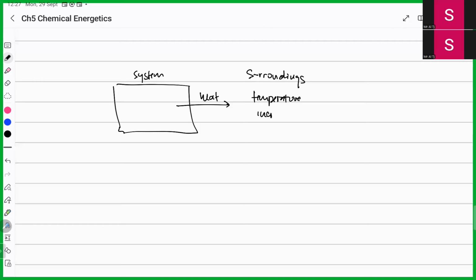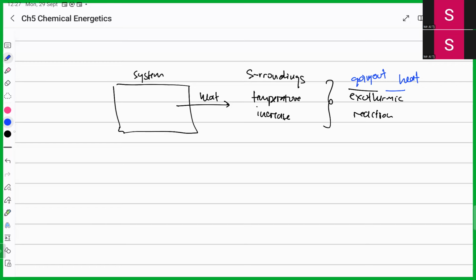Now, these conditions, we call an exothermic reaction. Exo simply means exit or going out. Therm is heat. So exothermic reactions literally mean they are giving out heat.